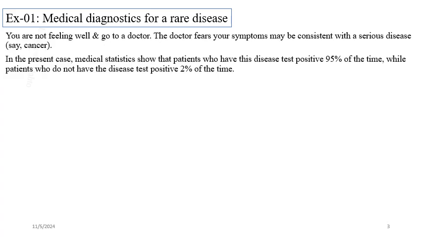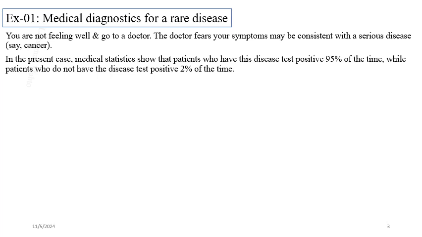So we are taking a medical diagnosis for a rare disease. You are not feeling well and go to a doctor. The doctor fears your symptoms may be consistent with a serious disease, say cancer. The doctor is not sure, the doctor will suspect. So in the present case, medical statistics say that patients who have this disease test positive 95% of the time. If someone has cancer and goes for a medical test, the probability of getting a positive result is 95%, and there is a 5% chance it will not be detected. That is a false negative.